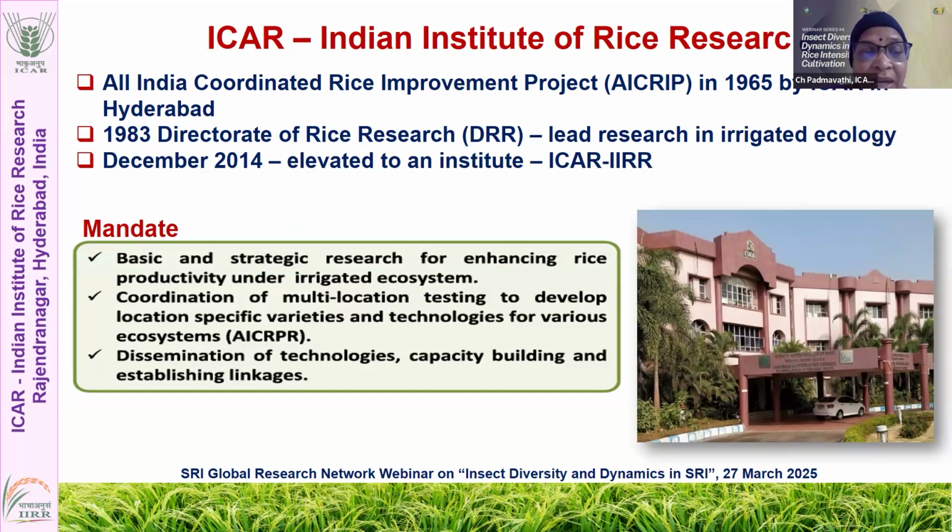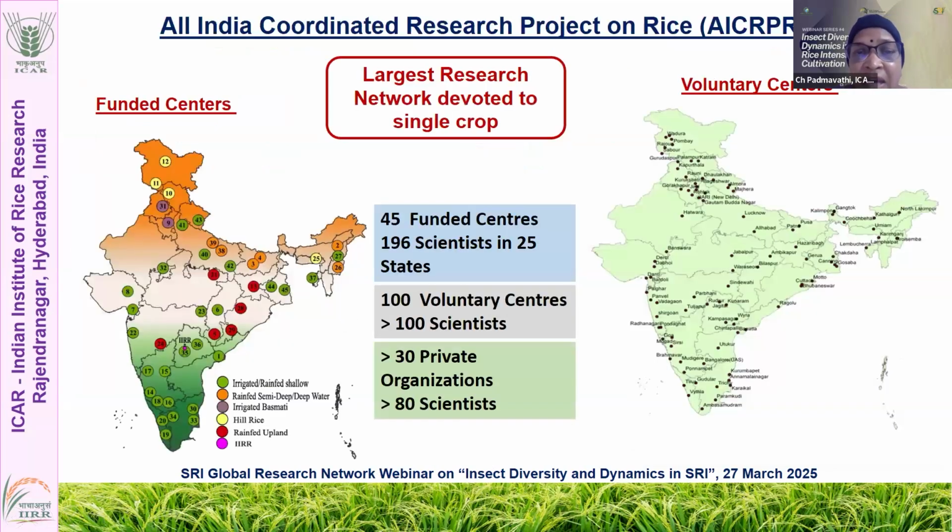The main mandate is basic and strategic research for enhancing rice productivity under irrigated ecosystems, and the coordination of multi-location testing to develop location-specific varieties and technologies for various ecosystems, and dissemination of technologies. And as you have seen, our main mandate is irrigated ecology and also the All India Coordinated Rice Project. So this is one of the largest research networks devoted to a single crop.